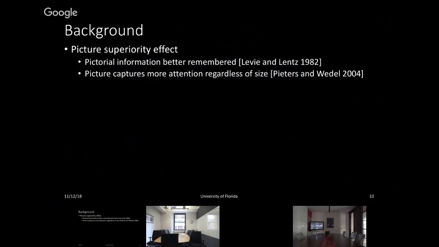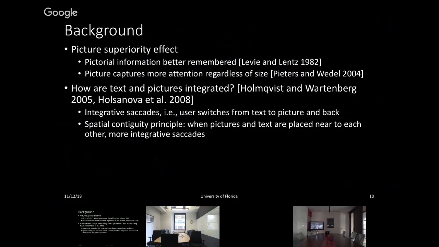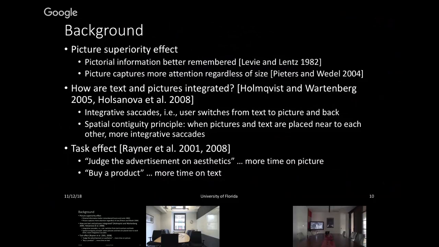We also know from this literature that people have looked at how pictures and text are integrated. We know that there are integrative saccades, which means that a user switches from picture to text and back. And we know there's something called the spatial contiguity principle, which means that when pictures and text are placed near to each other, there are more integrative saccades. And finally, what this literature tells us is that there is a task effect.